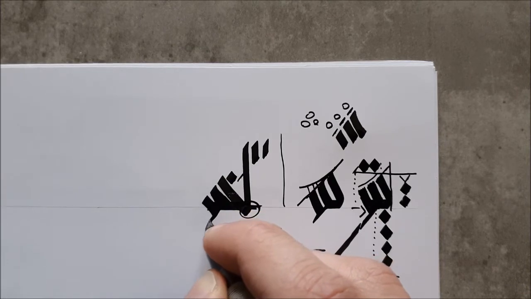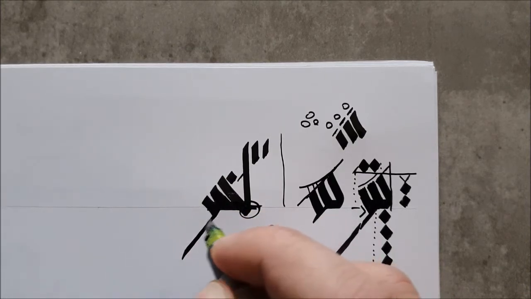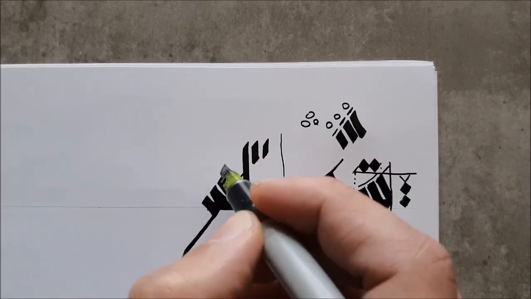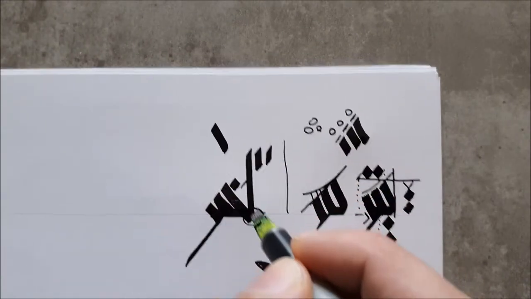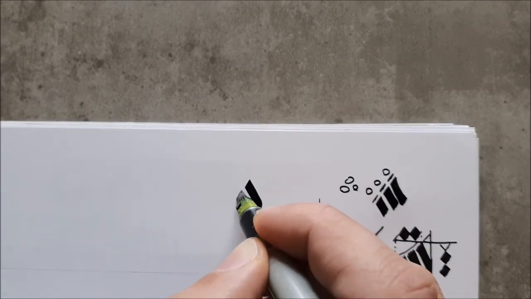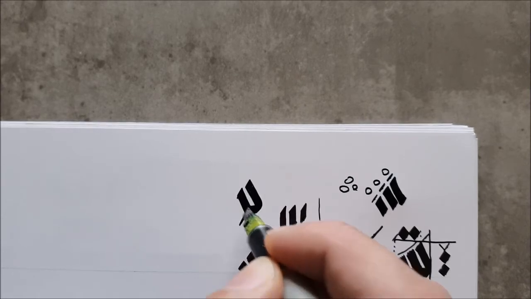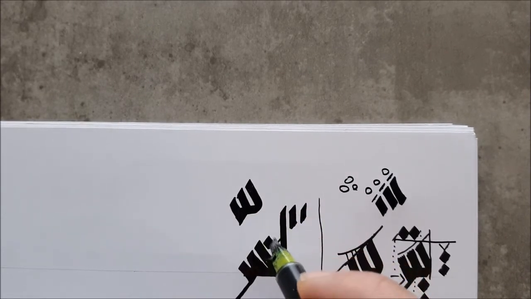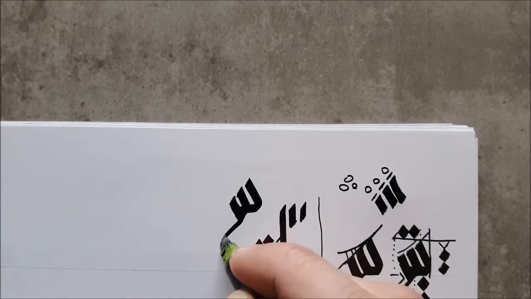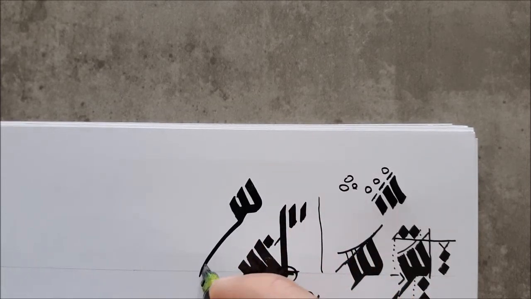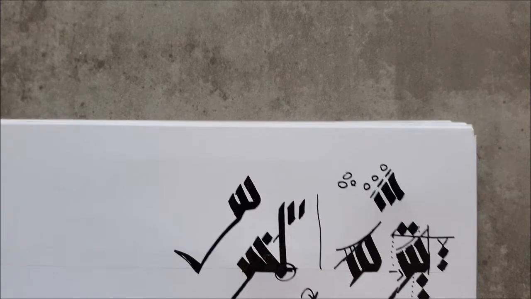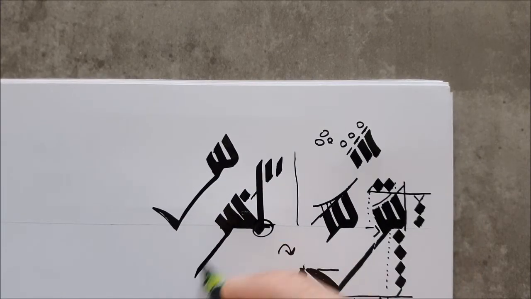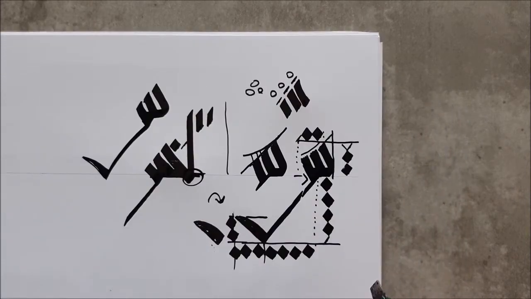Now this part I've done it straight downward, but you could also have it curvy. So this is your seen. And you would finish it here. And this part could be actually curvy, just like this, if you want to. But I go for the straight one because I love the straight lines in this script. So this is with regards to the letter seen.